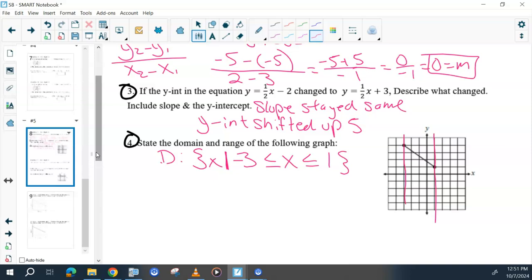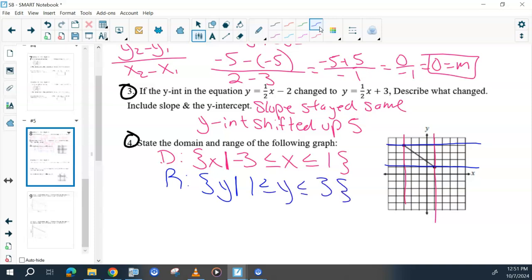And then our range is similar, starting and stopping points, but lowest to highest. So it'll start off similarly, except with y. But it starts at 1, less than or equal to y, less than or equal to 3. Make sure you have both of those. Questions on that?